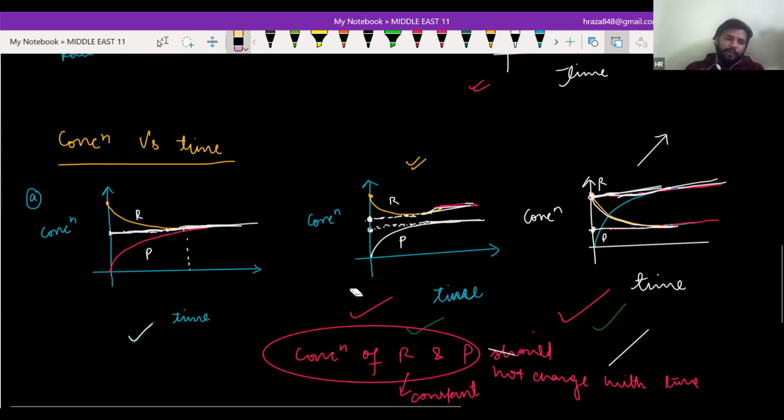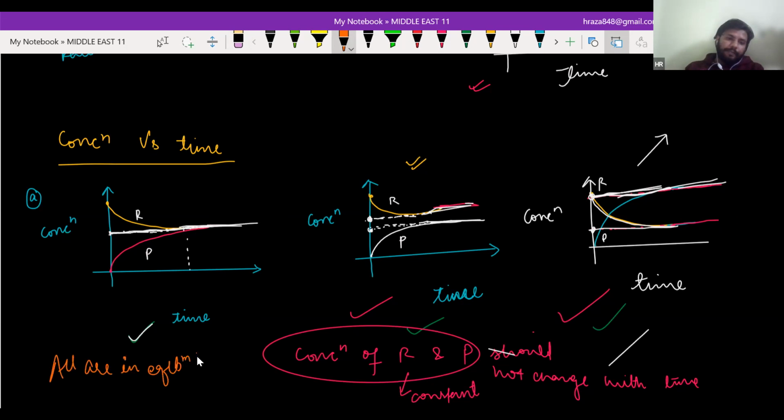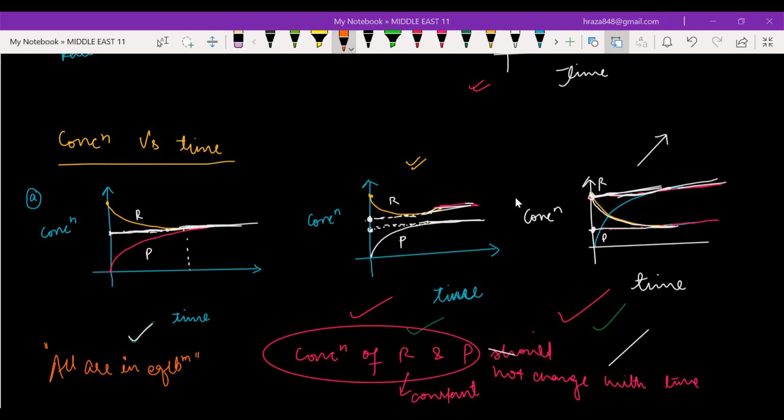All are in equilibrium, we can say. This is the condition for equilibrium. All are in equilibrium. Done. Very good, Ifra. If you are done, everyone, let me know, please. Yes, done, sir.